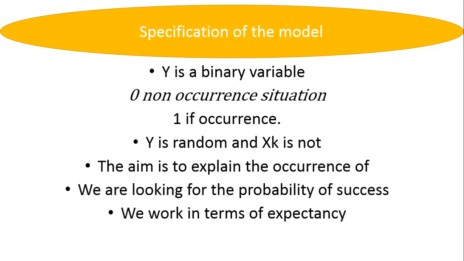So what's the specification of the model? As I told you earlier in this tutorial video, y is a binary variable that has two modalities: 0 in case of non-occurrence of the situation, and 1 in the case of occurrence of the situation. Y is supposed to be random, and your explanatory variables are supposed not to be random.